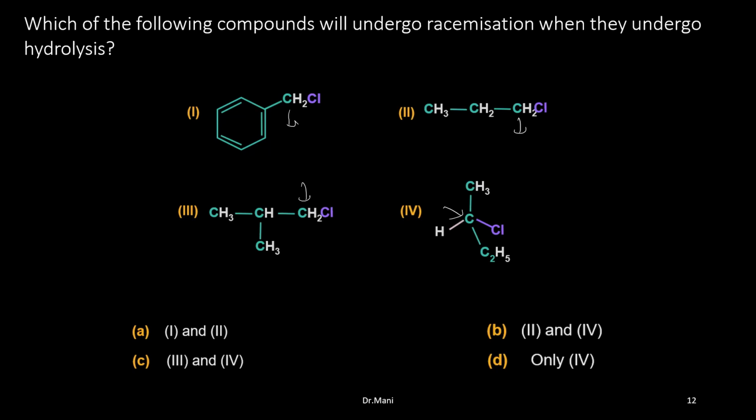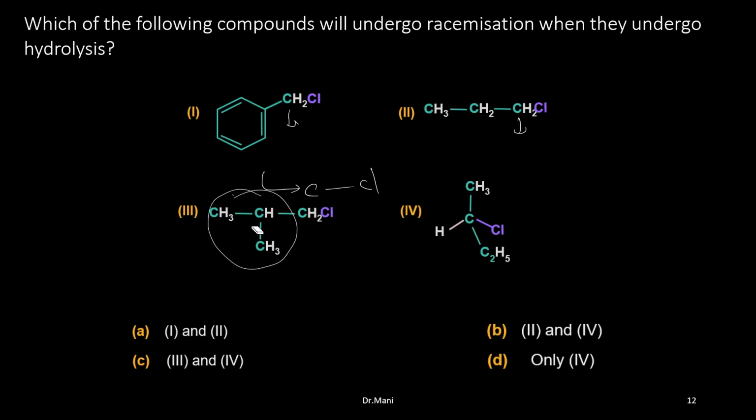So what is the meaning of chiral carbon? The one which is attached to different groups, where racemization could be possible. If I break the bond between this carbon and chlorine, can the nucleophile attack from the other direction? Is there a possibility here? No.